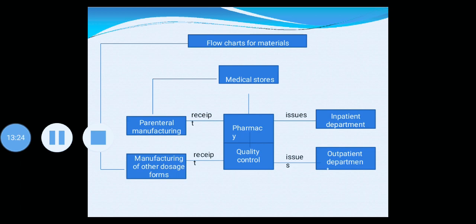And quality control, receipt, and then the issue of the outpatient department. Quality control involves the different quality testing of the different dosage forms. For tablets, there are different quality control tests, for example the disintegration test, weight variation test, hardness test, friability test, and dissolution test. These are the different tests included in the quality control of tablets.